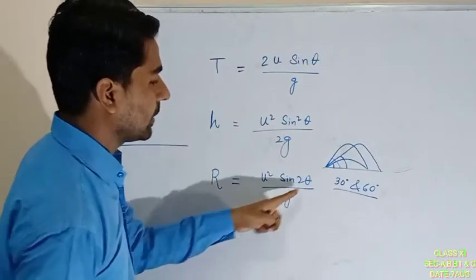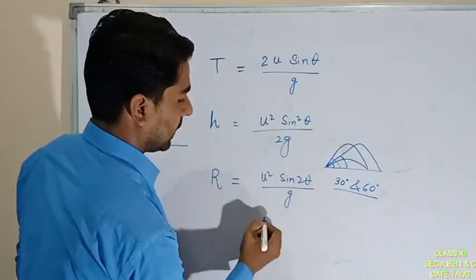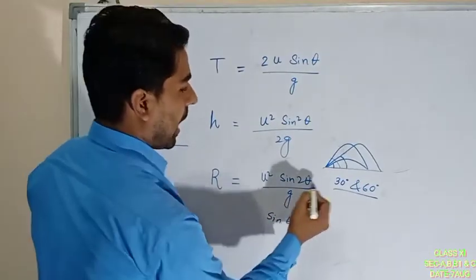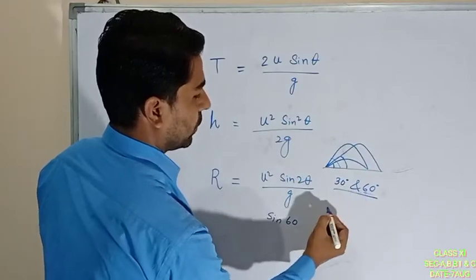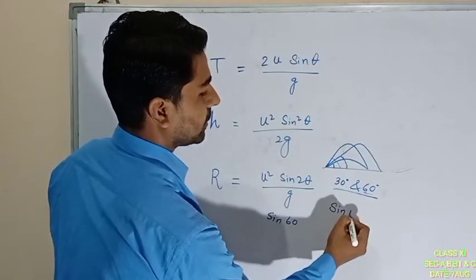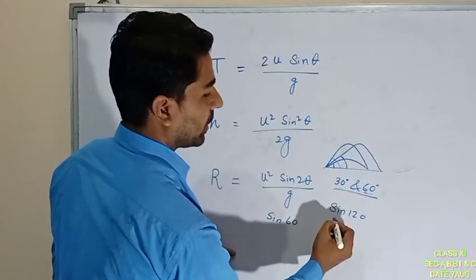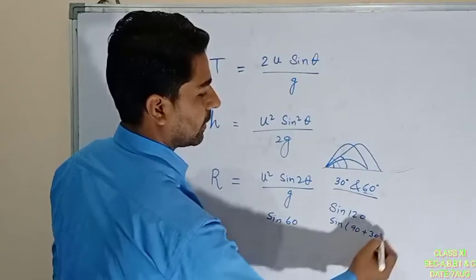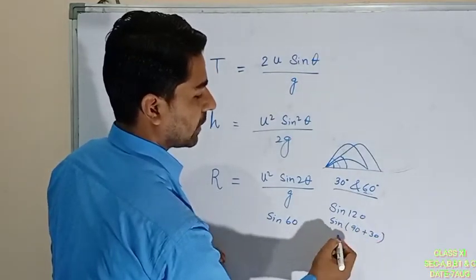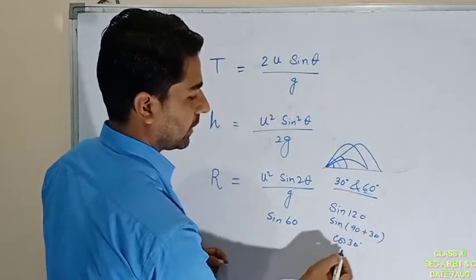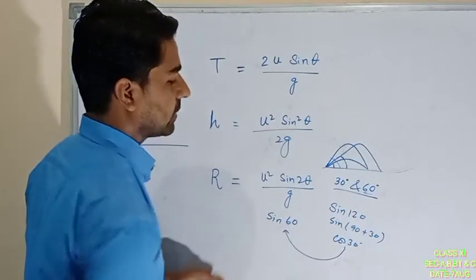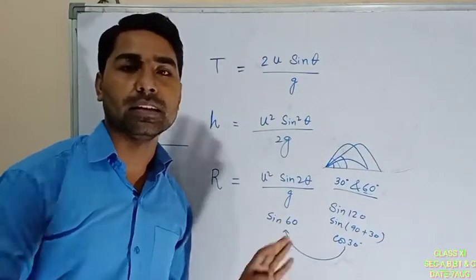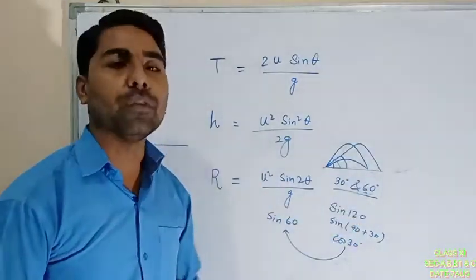Why? For theta 30 degree, sin 2 into 30 becomes sin 60. And for 60 degree, sin 2 into 60 means sin 120, and sin 120 means sin (90 plus 30) degree, which is cos 30 degree. The value of cos 30 and the value of sin 60 are the same. That is why the range for either 30 degree or 60 degree is the same. The maximum value will be at 45 degree.